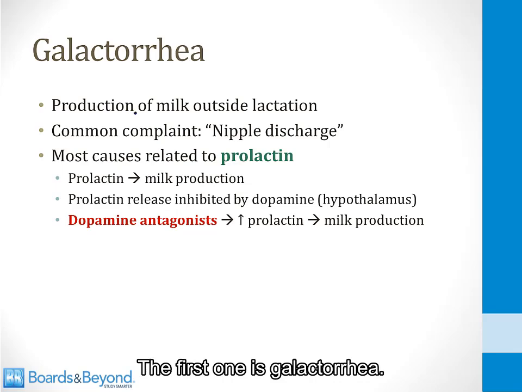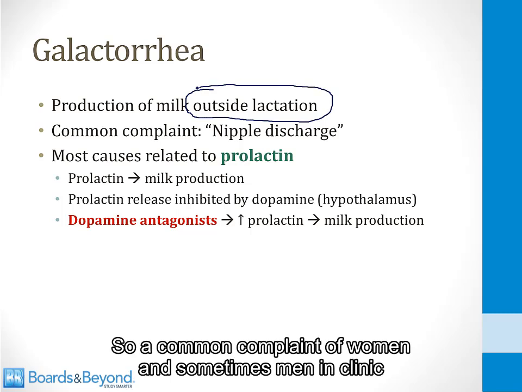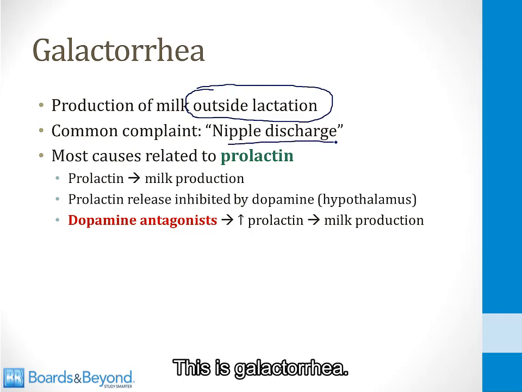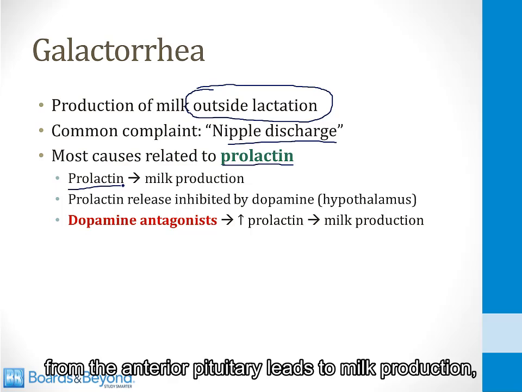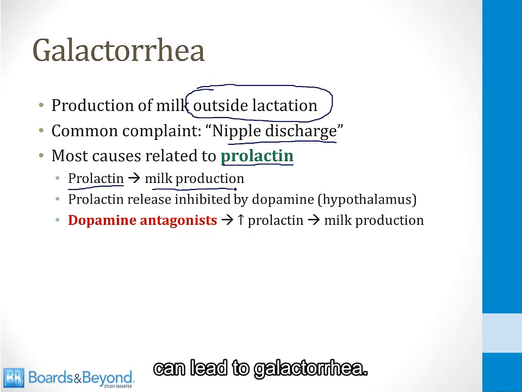The first one is galactorrhea. This is production of milk that occurs outside of lactation. So a common complaint of women and sometimes men in clinic is to complain of nipple discharge. This is galactorrhea. Most of the causes of galactorrhea are related to prolactin. As I just told you, prolactin release from the anterior pituitary leads to milk production. So anything that increases prolactin levels in the body can lead to galactorrhea.